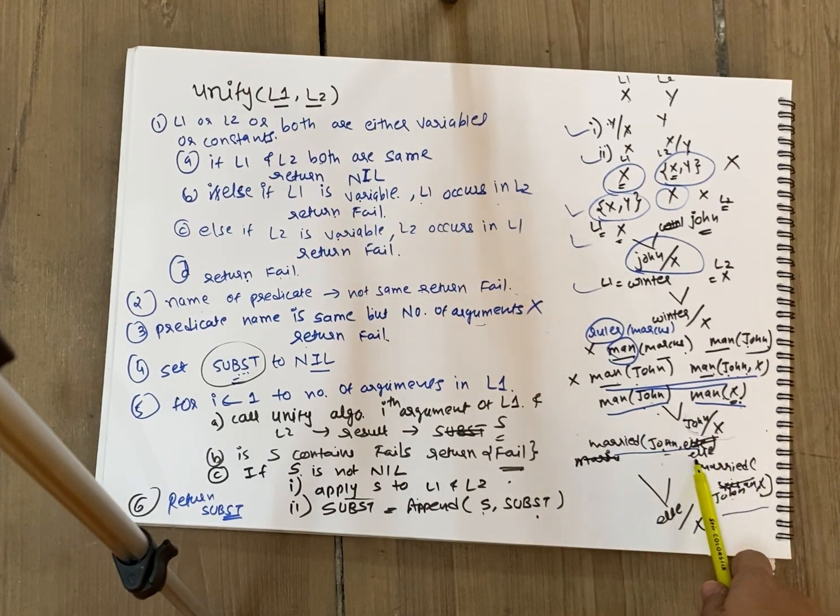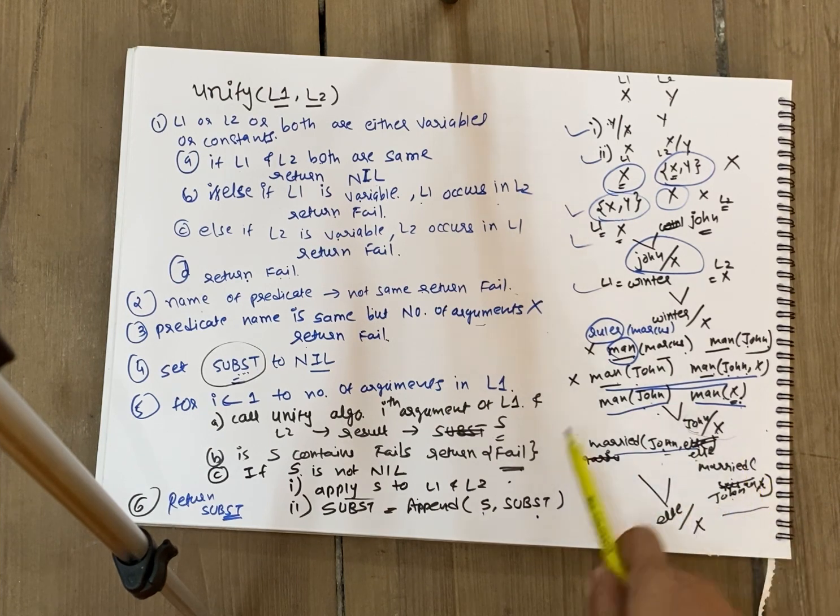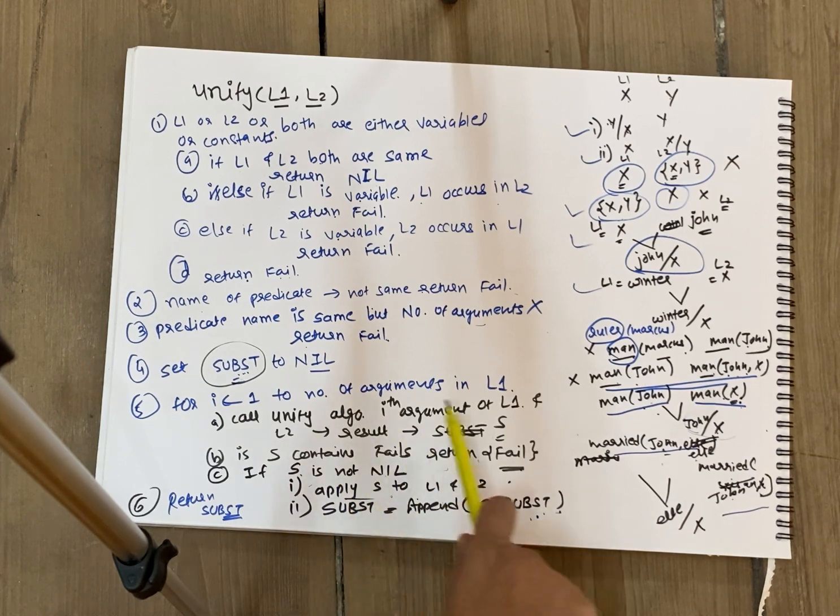Then the second argument we are going to match. If it is matching, then it will return nil. If one of them is a variable, then it will suggest the replacement, and once again that replacement will be returned as it is going to be appended in subset. And finally, when all arguments are matched, there are 2 possibilities. Either one of the arguments is not matching, so you have to return fail, or all the arguments are matching, and hence you will be returning subset.